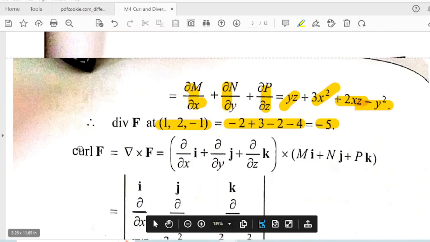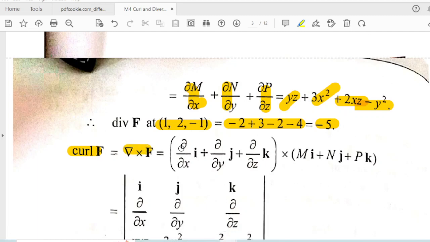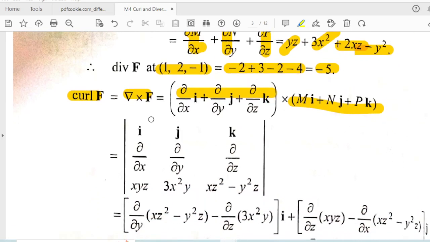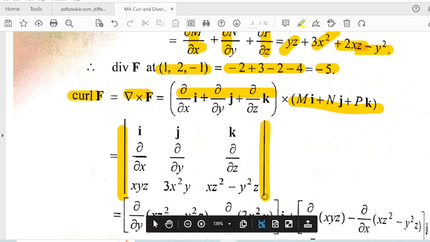Now we are having curl f. Curl f is equal to del cross f bar. Del means this, cross f bar. F bar is this. Now curl f bar is the determinant of i cap, j cap, k cap, dou by dou x, dou by dou y, dou by dou z, m, n and p.